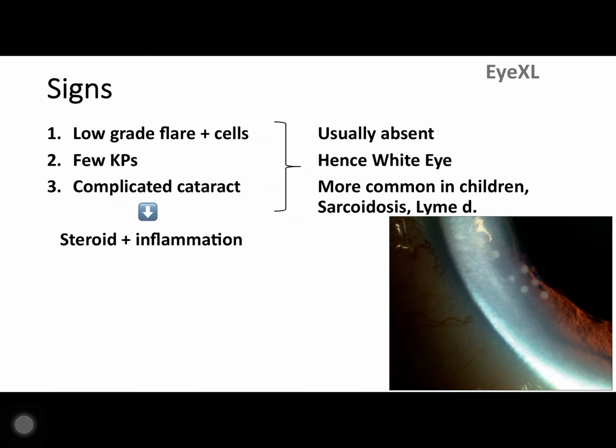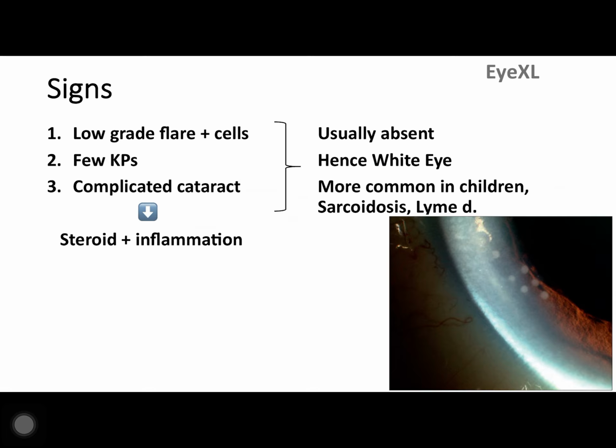What signs will you look for in this patient? There will be a very low grade of flare and cells in the anterior chamber, very few keratotic precipitates. As you see in the bottom right image, the keratotic precipitates are placed more peripherally on the cornea, and a complicated cataract. So this complicated cataract may either be because of the inflammatory process which is going on in the vitreous, which is hampering the lens metabolism, or the steroids that we use to treat intermediate uveitis. Both can cause cataract. So steroids, by steroids I mean the systemic steroids, which may cause a cataract. The topical ones usually cause glaucoma.